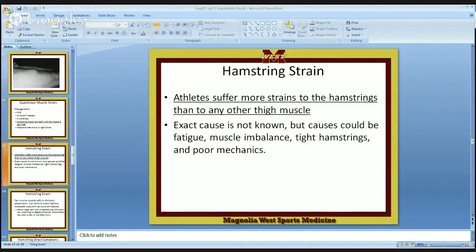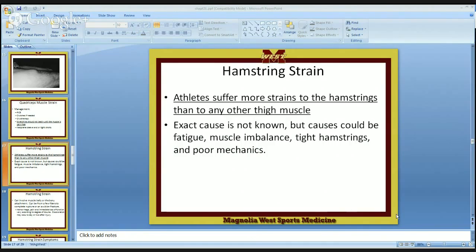So slide 17. Okay, so take note of the underlying stuff. Athletes suffer more strains to the hamstrings than any other thigh muscles. You got another one from that. Yes, there's another one. And then it's caused by, no, that whole slide can be caused by fatigue, muscle imbalance, tight hamstrings, poor mechanics. We just got 1 of them for this one.